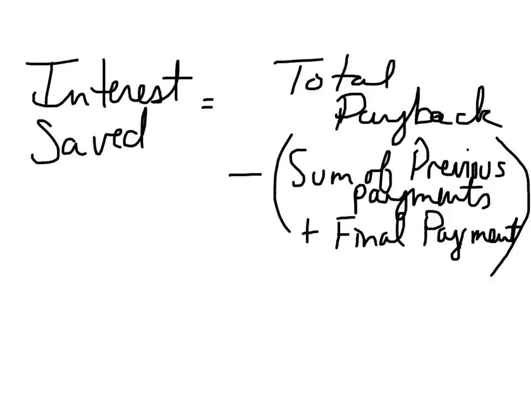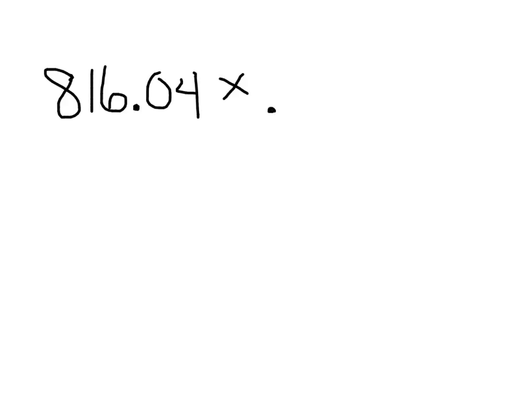Boom. So the first thing we have to do in order to figure out the final payment is take the previous balance, which was $816.04, and multiply it by the rate, which was 12%, and multiply it by the time, which is 1 over 12. Again, that's not new. This is what you did on Friday, actually. So what is 816.04 times 0.12 divided by 12?